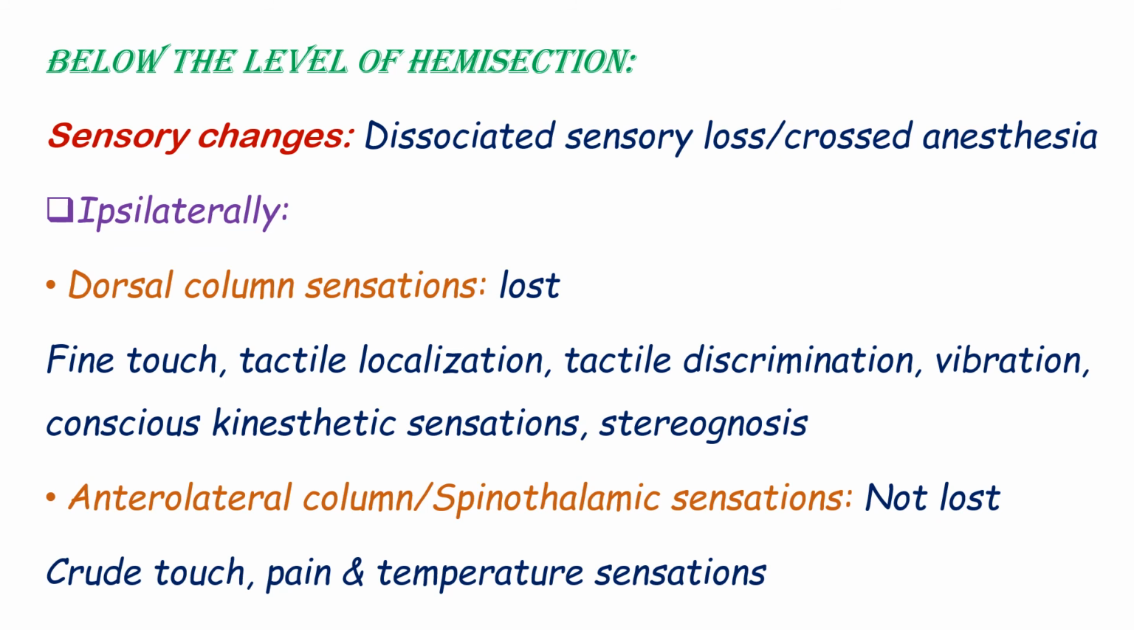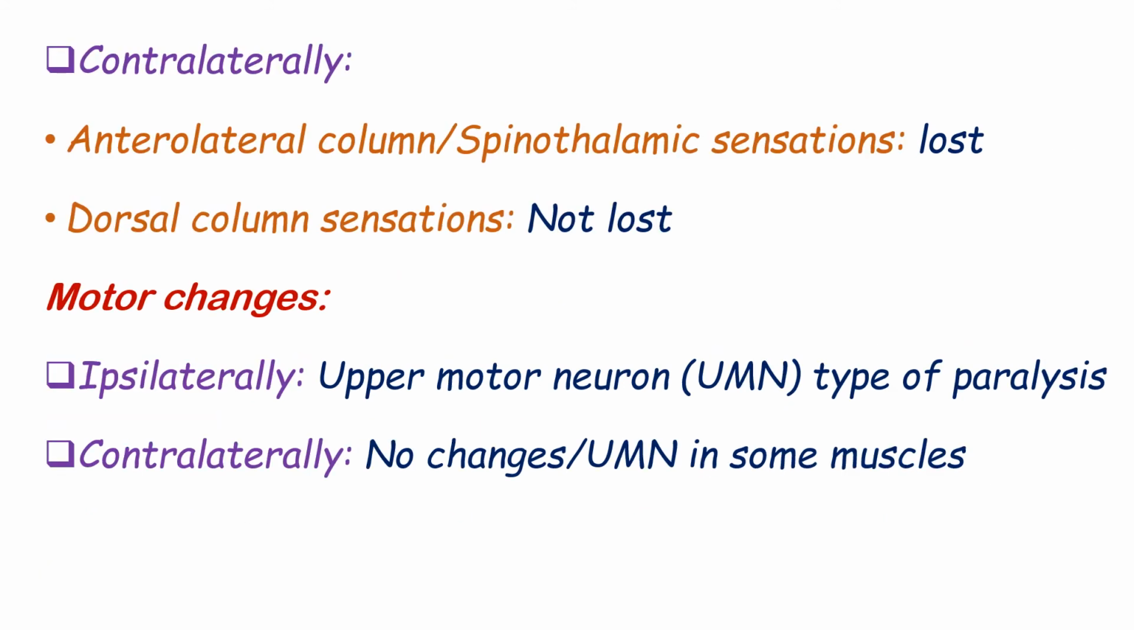Now try to understand this. I am talking of the same side. Suppose the right side of the cord is cut. The right side will lose all the fine touch, tactile localization, tactile discrimination, vibration, position, kinesthetic sensation, stereognosis, and on the opposite side, pain, crude touch, and temperature will be lost. But what happens to the contralateral side? This is very interesting.